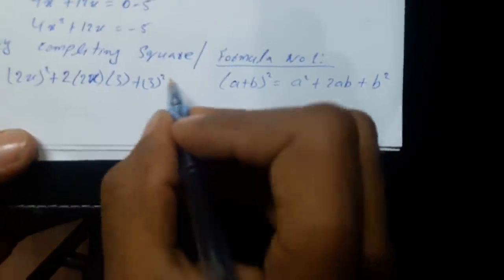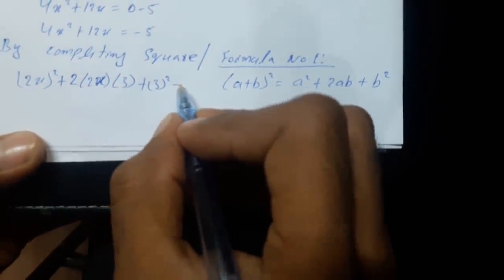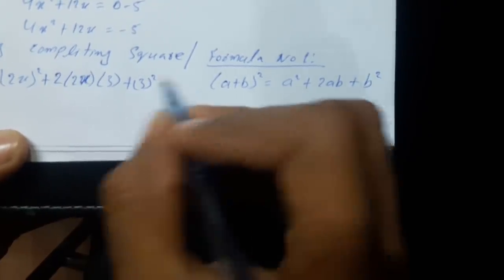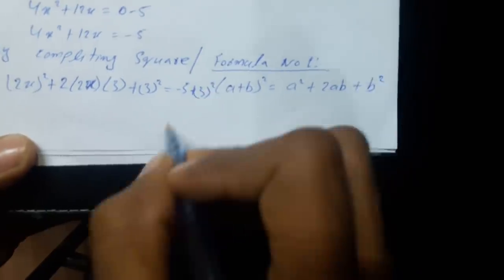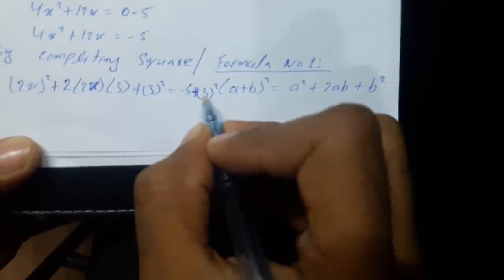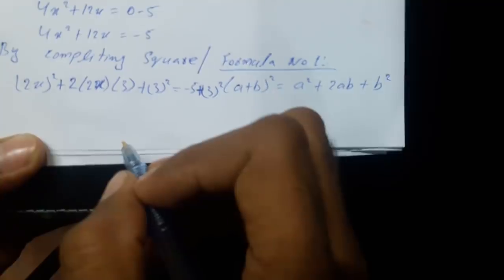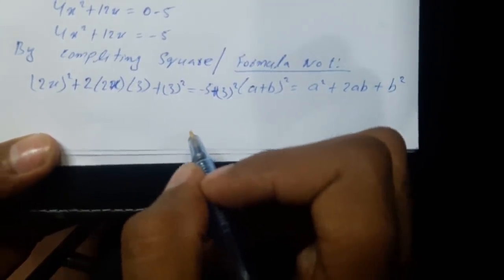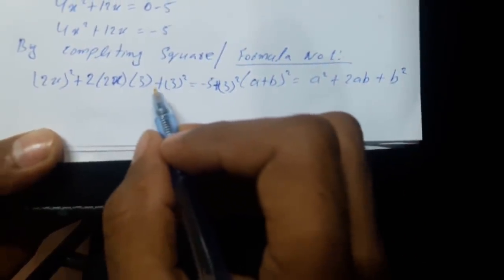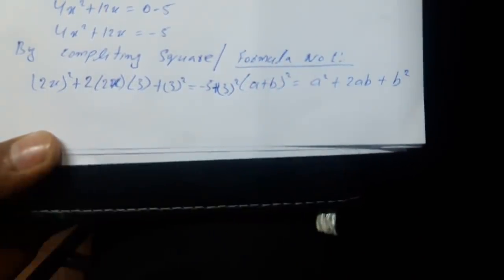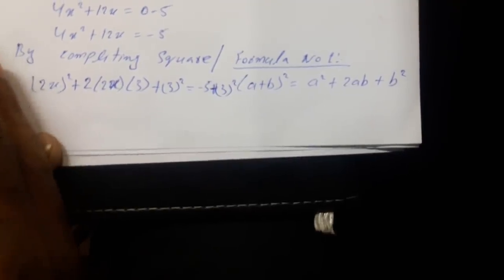If I am adding 3 square here, I have to add 3 square after the equal sign too: minus 5 plus 3 square. Otherwise I break the maths rule. So you should know the maths rule: if I add a value on this side of the equal sign, I have to add it on the other side of the equal sign. So now we will move to the next.